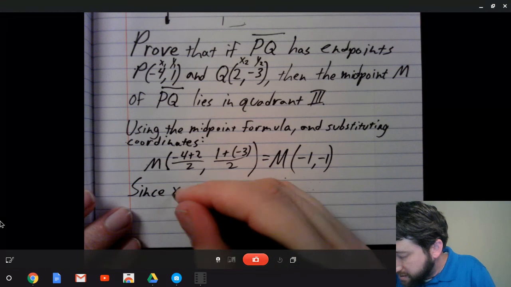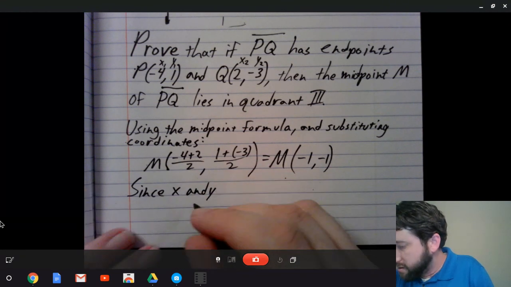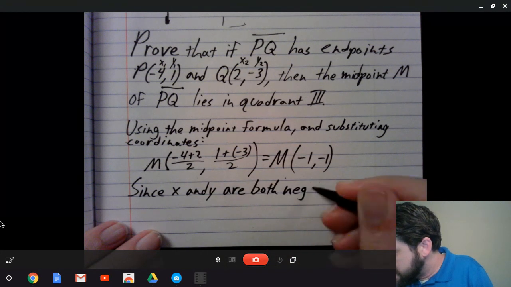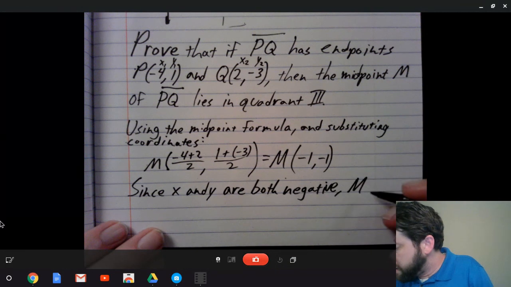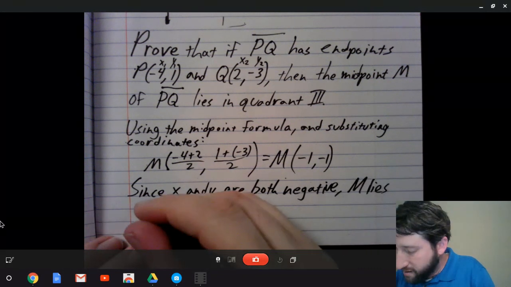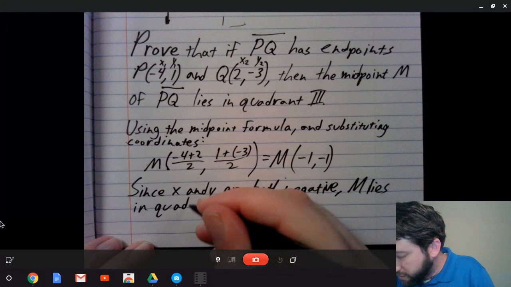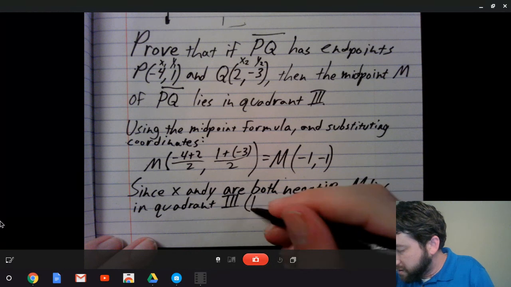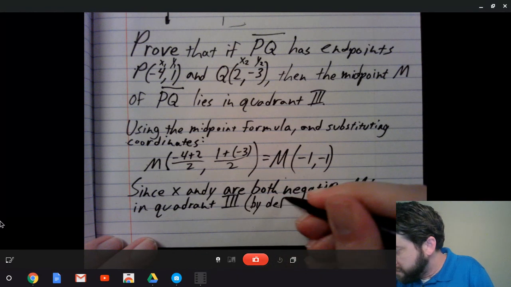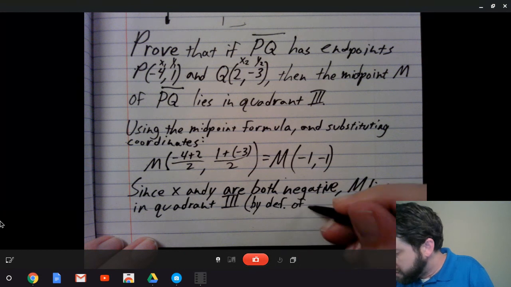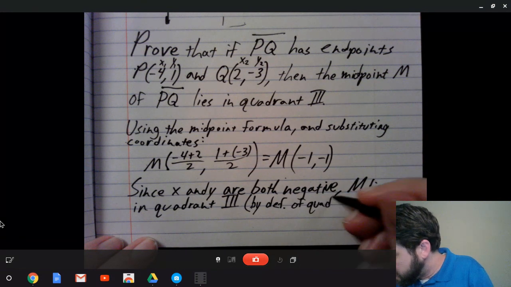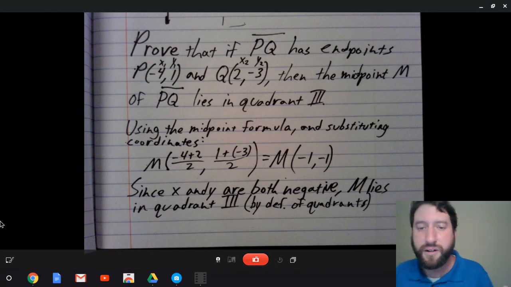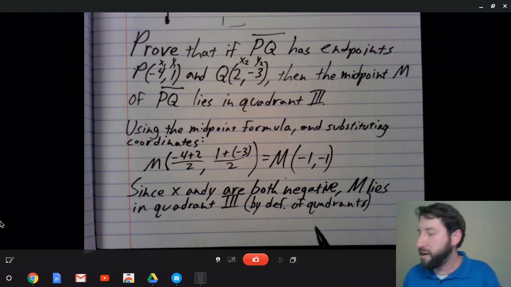So here's what I'm going to do. Since x and y are both negative, M lies in quadrant 3. And I'm going to say in parentheses, by definition of quadrants. Because you always want to give a reason. So I'm just going to say by definition of quadrants. Because the definition of quadrant 3 is that x and y are both negative.